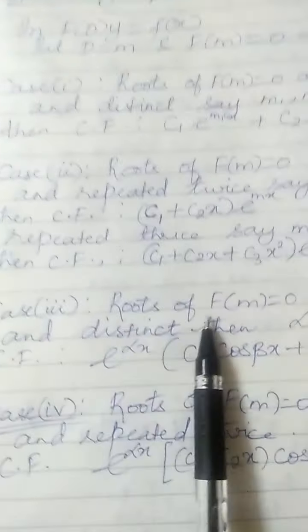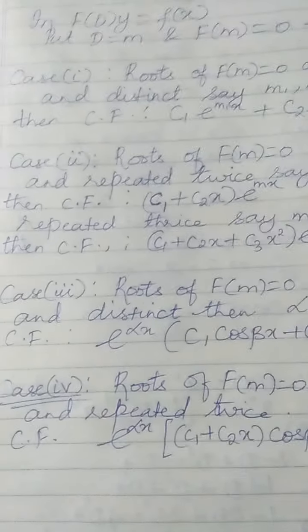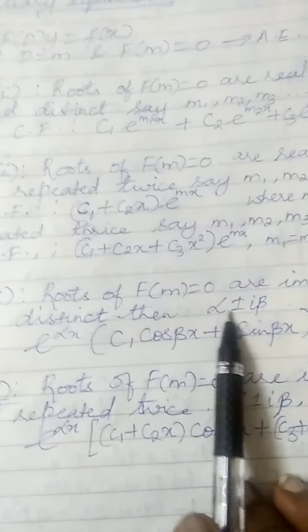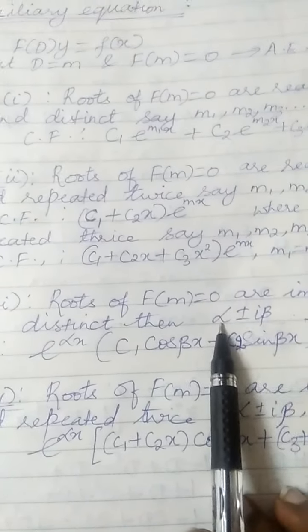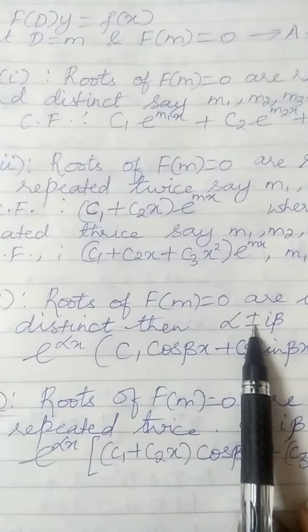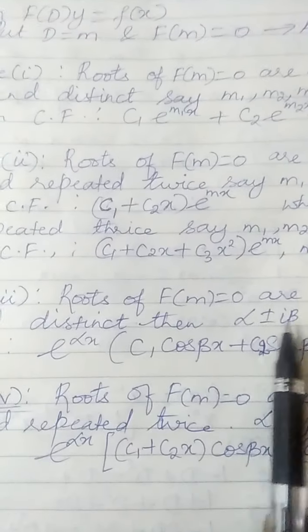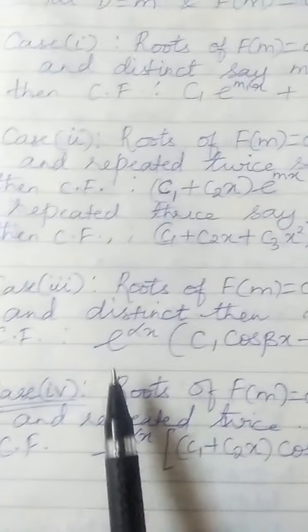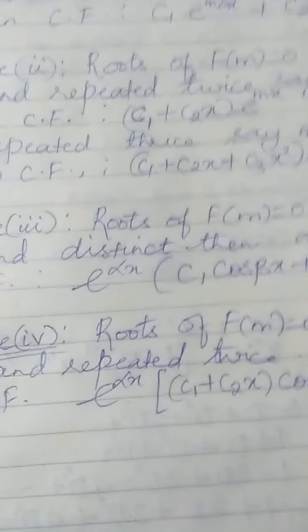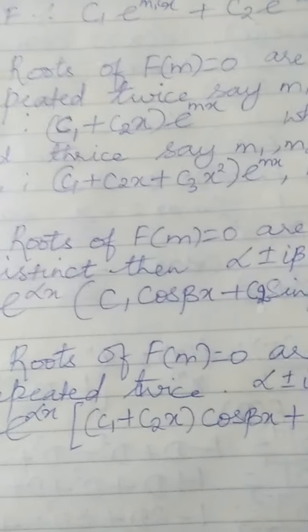Case 3, roots of f of m equal to 0 are imaginary and distinct. Then the roots will be in the form of alpha plus or minus i beta. We know that an imaginary root means it is a complex number. It will be written in the form of alpha plus or minus i beta. The coefficient of i is the beta value. In that case, the complementary function should be written as e power alpha x into (c1 cos beta x plus c2 sin beta x).